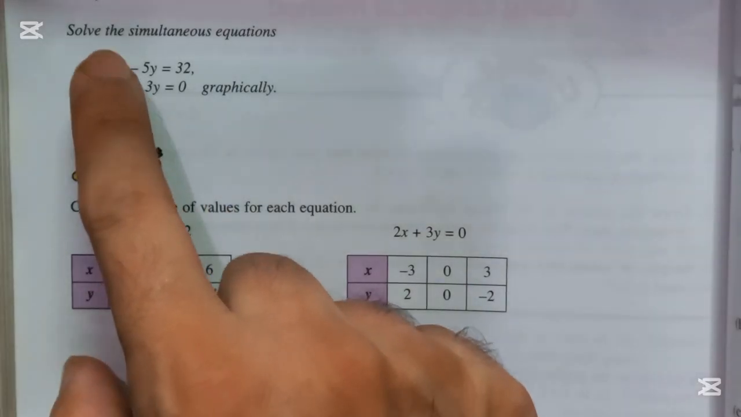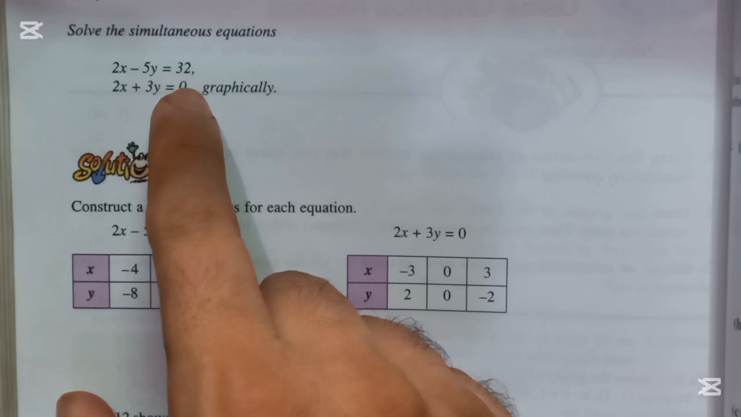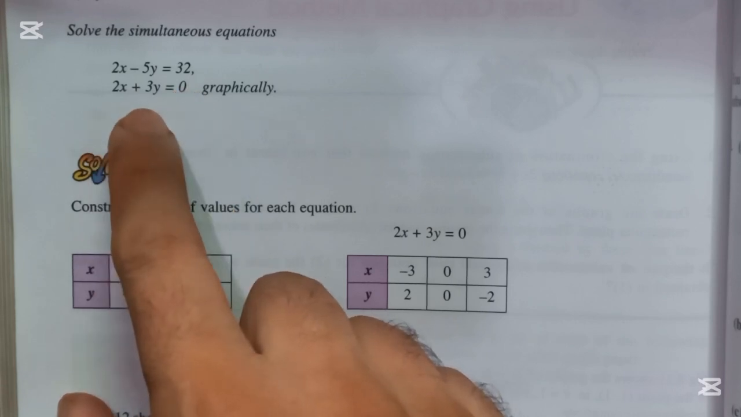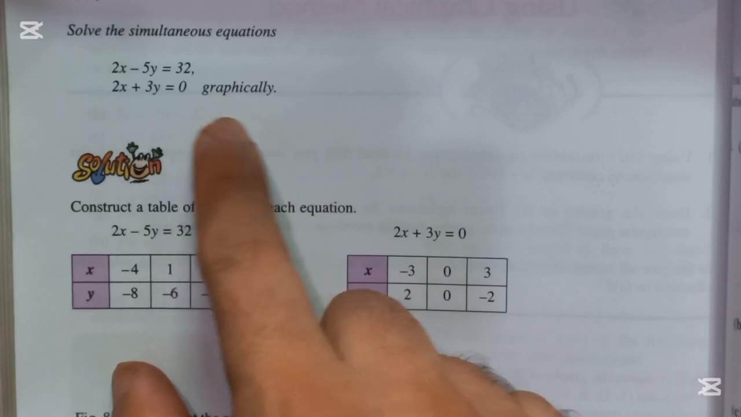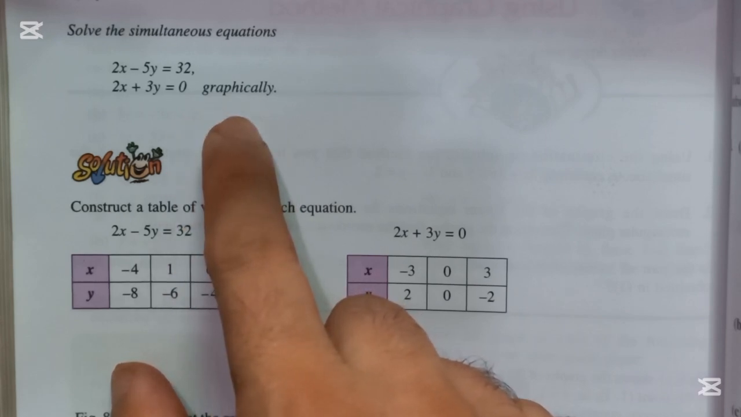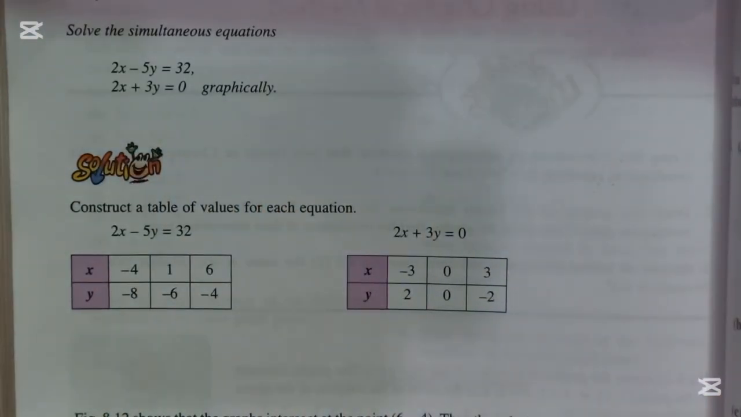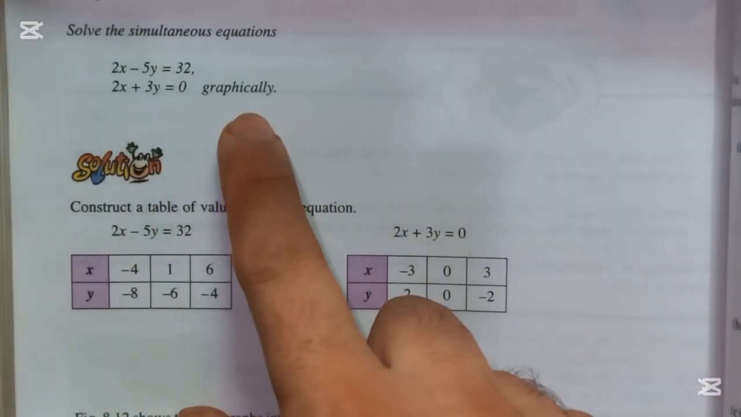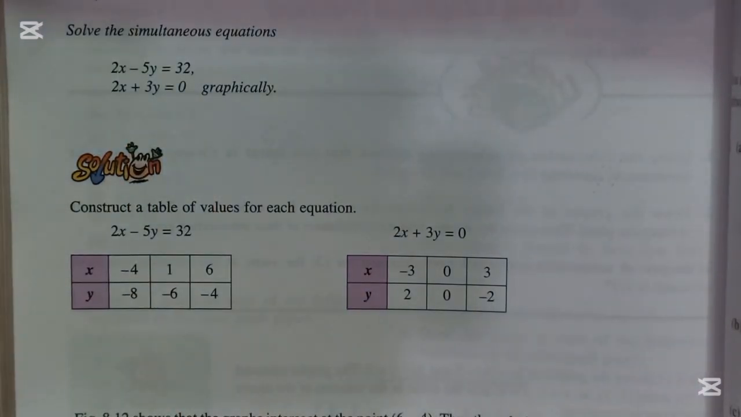Here is another question. Solve the simultaneous equations, and the equations are 2x - 5y = 32, and the second equation is 2x + 3y = 0, graphically. So this will be clearly instructed to you, graphically or not graphically. So it is given graphically, so it means we have to solve these simultaneous equations on this sheet of graph paper. So look now, first we will plot some values of x and y.